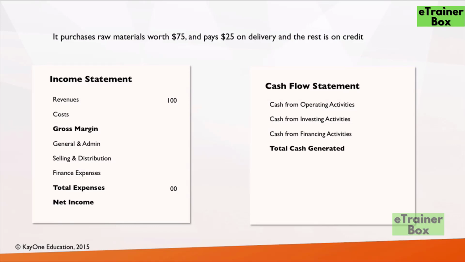Next, it purchases raw materials worth $75 and pays $25 on delivery, and the rest is on credit. So as far as the income statement is concerned, irrespective of whether cash is paid or not, the entire transaction is accounted for as costs. So on the income statement, you have costs of 75, and therefore your gross margin is 25. However, since the business has paid $25 as cash in the cash flow statement under operating activities, since this is one of the main activities of the business, you have a cash outflow of $25. So the gross margin and the net income are 25, and your total cash generated is minus 25.